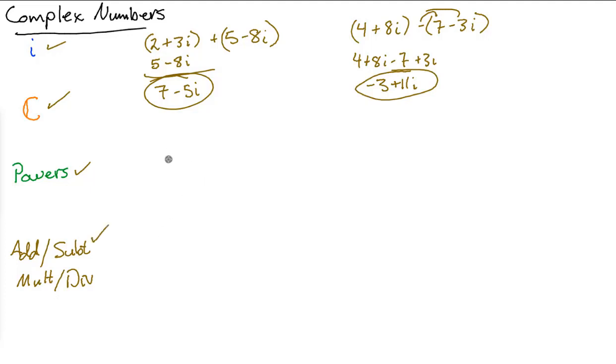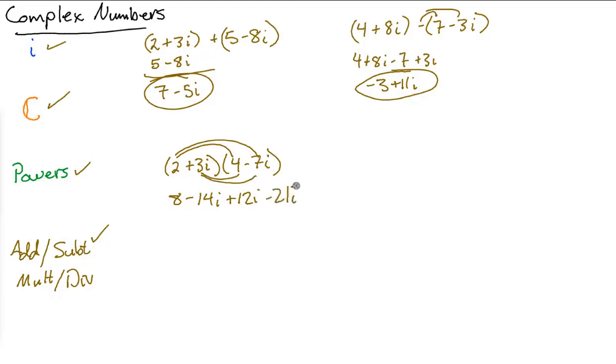Multiplication also works just the same as you've been doing previously. 2 plus 3i times 4 minus 7i. Here we have 2 complex numbers timesing. You just times like normal. Go ahead and jump that guy in. You get 8 minus 14i. That becomes plus 12i. And then minus 21i squared.